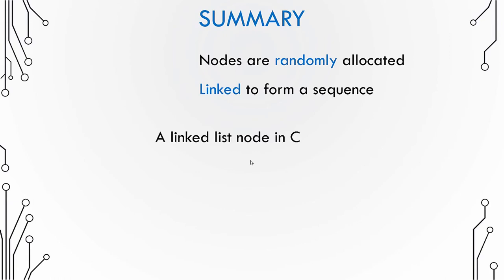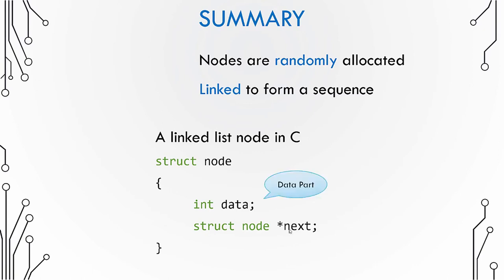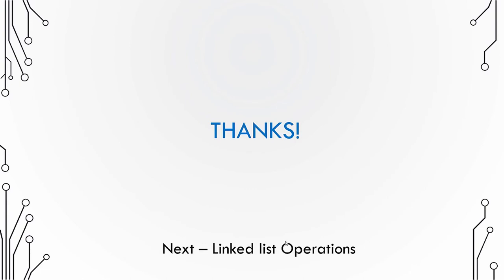Now you might be wondering, how do we represent a node of a linked list in a programming language? So I'll give you an example in the C language. A node in C can be represented using a structure. The first variable is the data part and the next variable is the pointer to the next node. This variable next stores the address of the next node. So this was a little bit about how we organize a linked list in memory. In the coming videos, we will see how we perform different operations on a linked list.